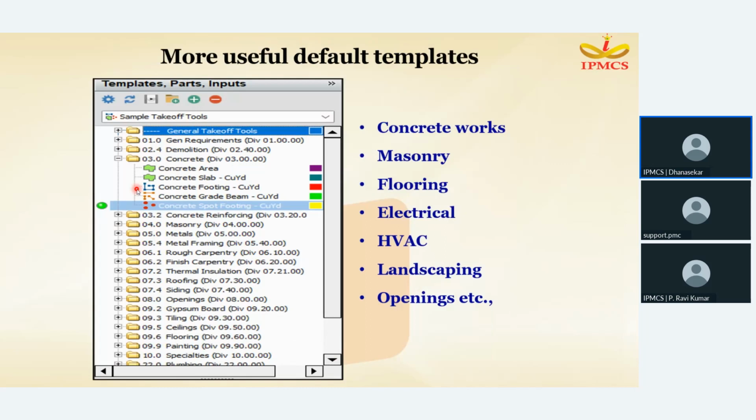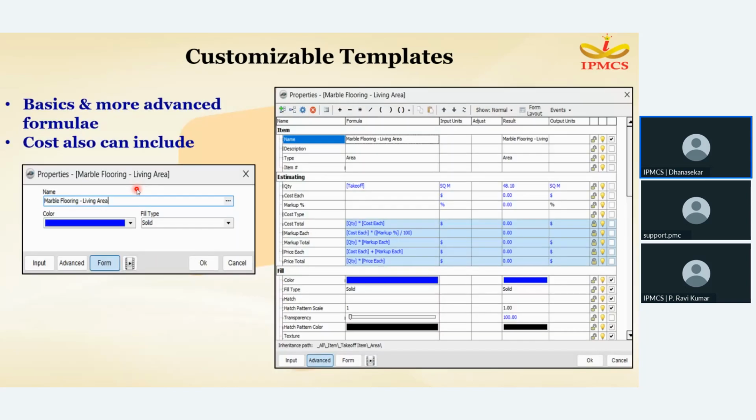So these templates, we need not prepare initially. The software gives us some very useful default templates we can use for practices like concrete works, masonry works, flooring works, electrical, MEP works, HVAC, landscaping, openings, and so on. Also, we can customize the templates. Maybe a few formulas if needed, we can add constants, add the unit weight, or add a cost inside the template. So for that we can customize these templates.